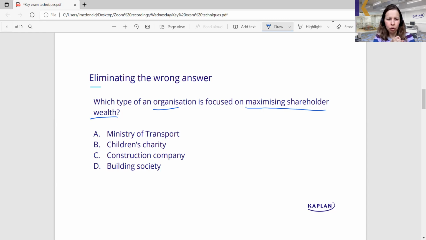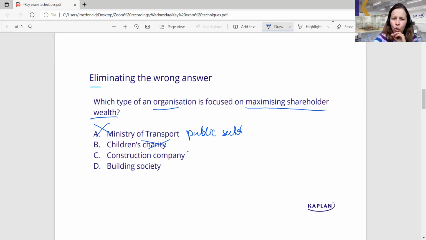Let's look at the options we're given: Ministry of Transport, children's charity, construction company, and a building society. When we talk about shareholders, we know that the Ministry of Transport is a public sector organization, and the public sector doesn't have shareholders. We know that charities are not focusing on maximization of anybody's wealth at all, because they're there to help those in need. So those two things are clearly out.